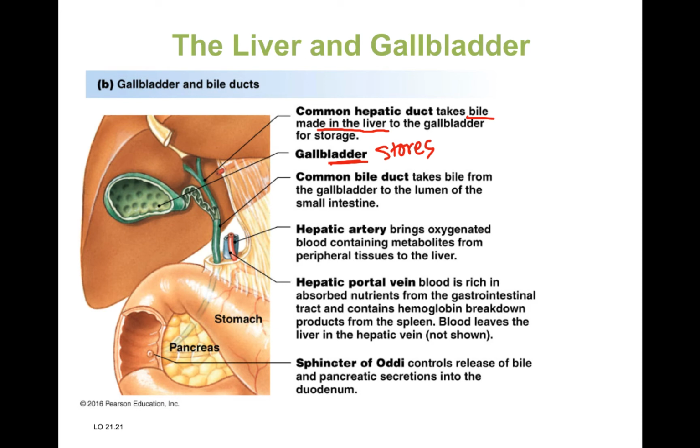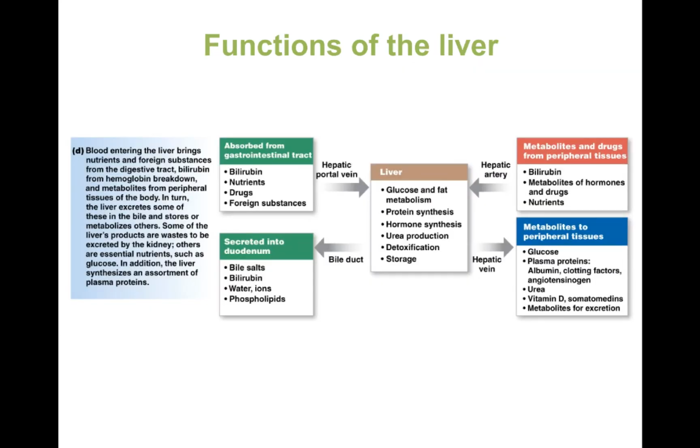Okay, and just as a reference, what controls the release of bile into the small intestine is this sphincter called the sphincter of Oddi. Okay, so that's a little bit of background on gallbladder.